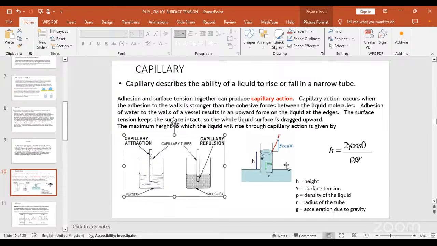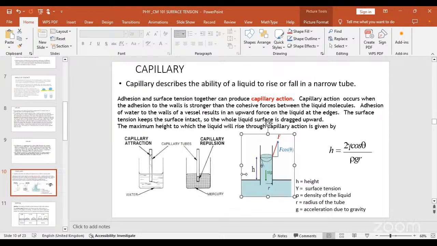Now, there is a formula to calculate the height it either rises or falls. So the height here, if we have this surface, let me enlarge it. We have the height. The height here is given as h. That is the rise in the capillary tube, given as h.